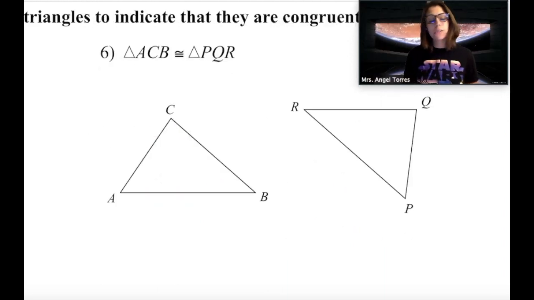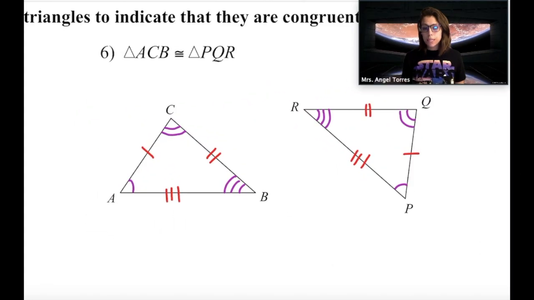Go ahead and copy down triangles ABC and PQR and use geometric notation to show that they are congruent. All right, so according to this statement, angle A is congruent to angle P, C is congruent to angle Q, and B is congruent to angle R, and you can see that in the arcs. Side AC is congruent to side PQ, side CB congruent to side QR, and side BA congruent to side RP as shown by the tick marks.